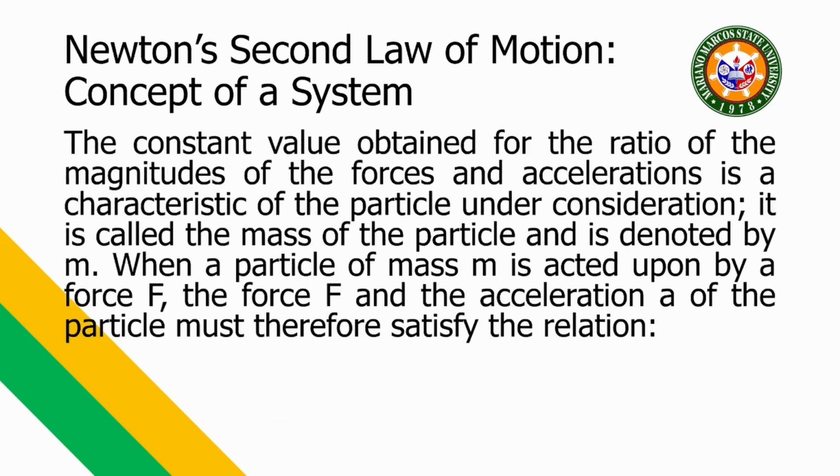The constant value obtained for the ratio of magnitudes of the forces and the accelerations is a characteristic of the particle under consideration. It is called the mass of the particle and is denoted by m. When a particle of mass m is acted upon by a force F, the force F and the acceleration a of the particle must therefore satisfy the relation F is equal to mass times acceleration.